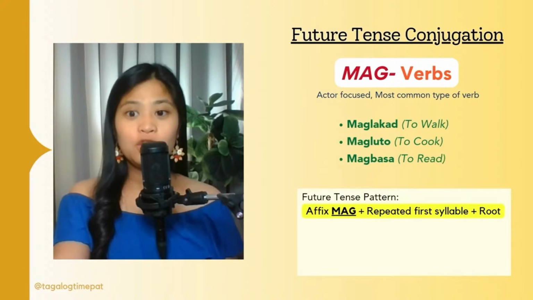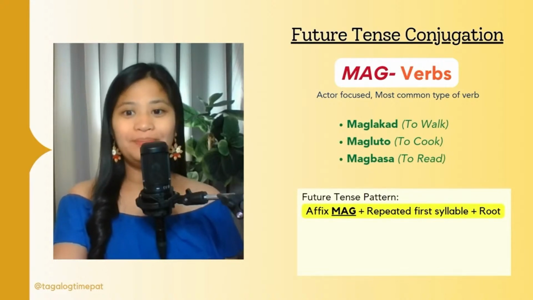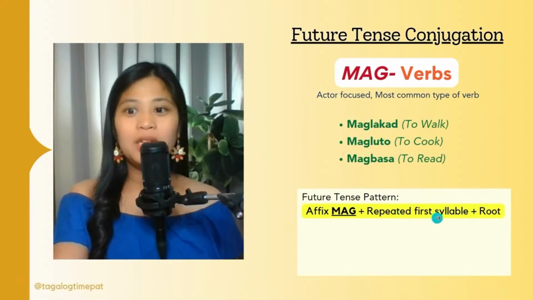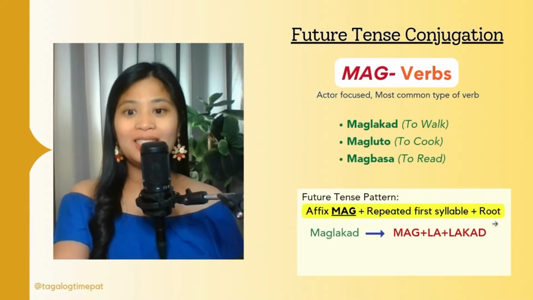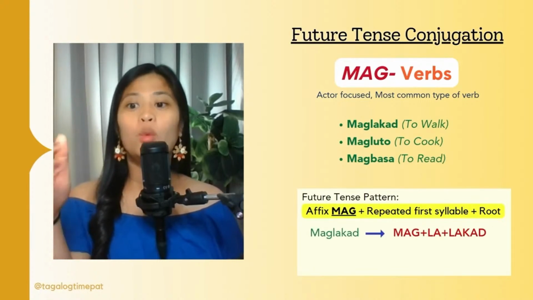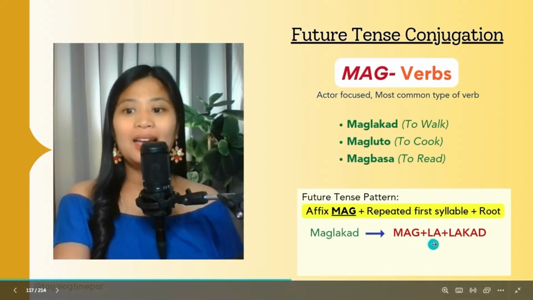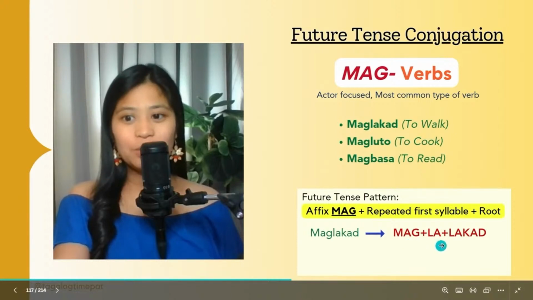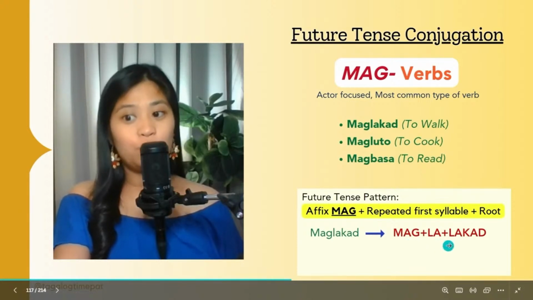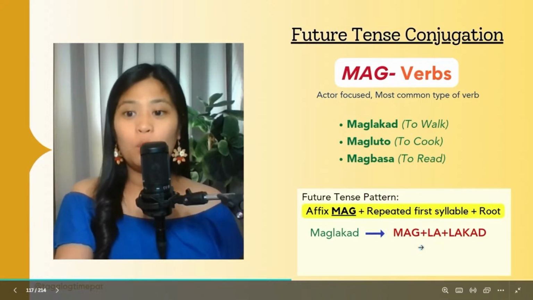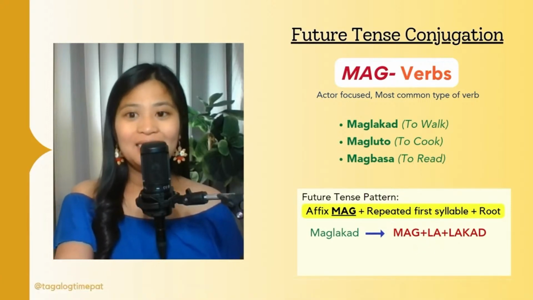Now in the future tense, this is the pattern. Now it's the affix mag, then there's a repeated first syllable, and then the root. So in the future tense, if you wanted to say will walk, maglakad becomes maglalakad. So it's the affix mag, then there's a repeated first syllable, and then it's the root, lakad. So maglalakad ako, I will walk.